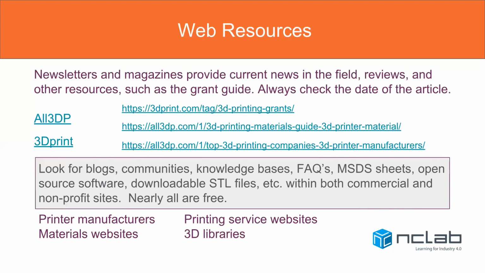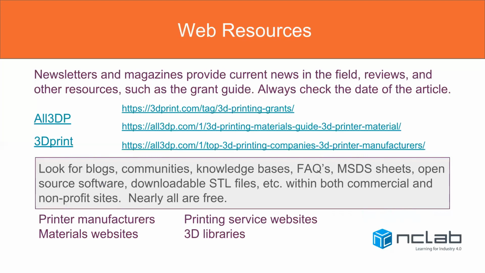You might be looking at a knowledge base, and we're going to look at a very good one that I found today. And the manufacturers always have frequently asked questions. If you're looking at your filament or any of the chemicals you're using, you want to check the MSDS sheets for safety information. Sometimes you can take advantage of open source software. You can find literally millions of downloadable files that you can print on a 3D printer. And the realm is huge. It's both commercial and nonprofit sites, and almost all this information is free.